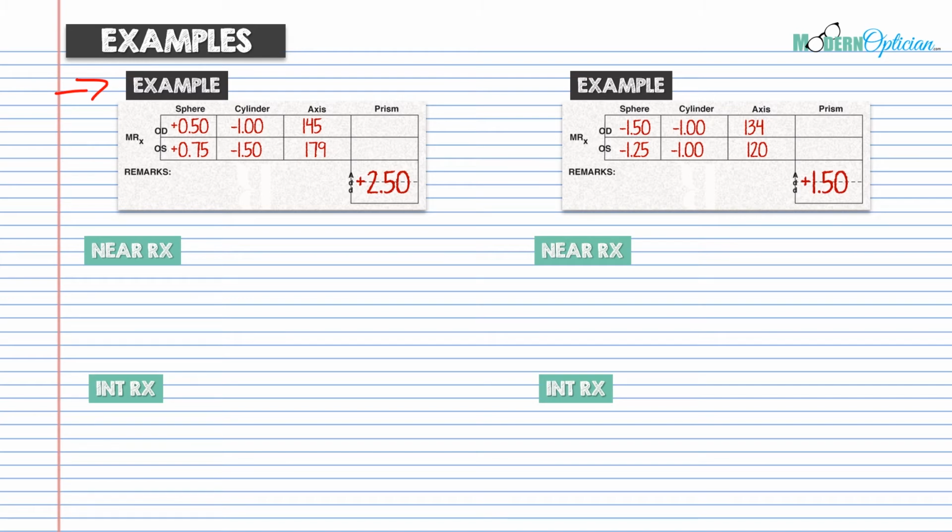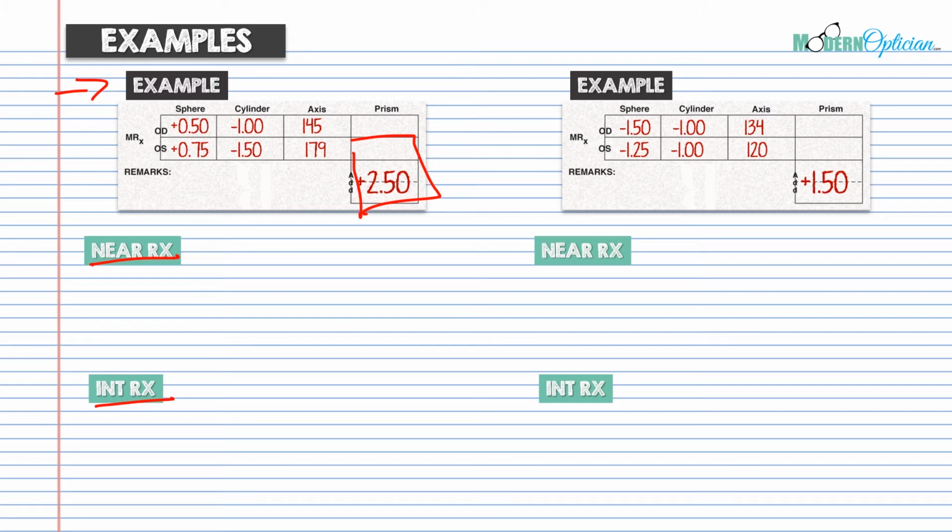Here we have a prescription that is pretty standard stuff, and we're going to apply the principles by calculating the near prescription and then the intermediate prescription. So in this case, we have a 2.50 add, which, if we want to talk about RX interpretation like we did in one of the previous lectures, we can assume that this person is probably quite presbyopic. They might be in their 60s or beyond, and they require this quite a bit in order to read and to do other work in the near realm.